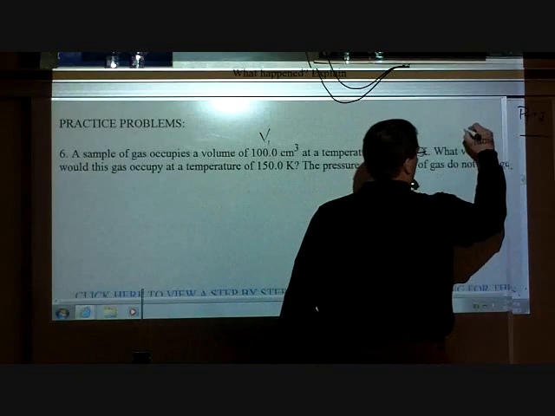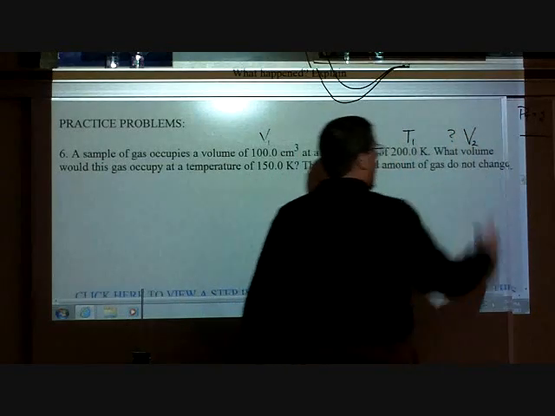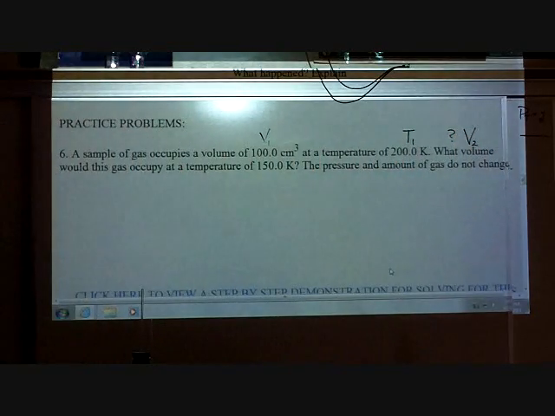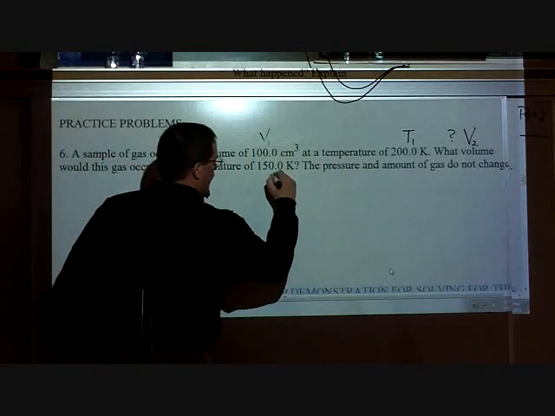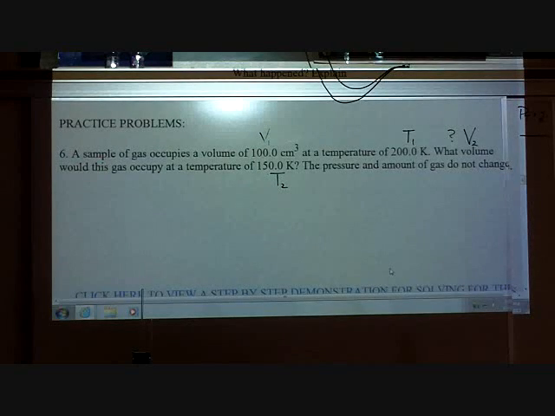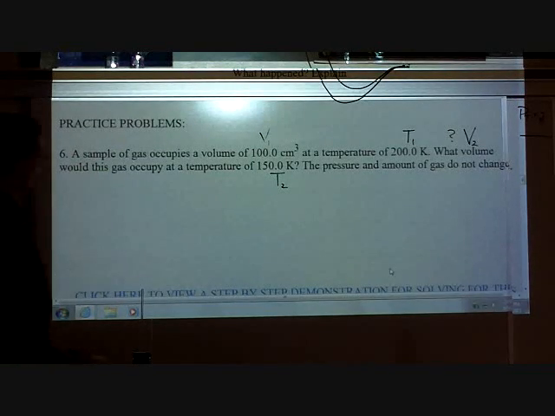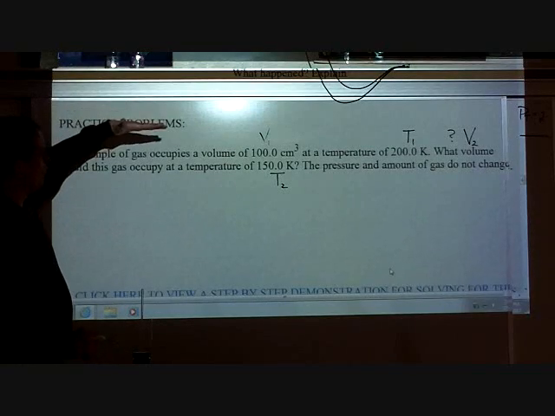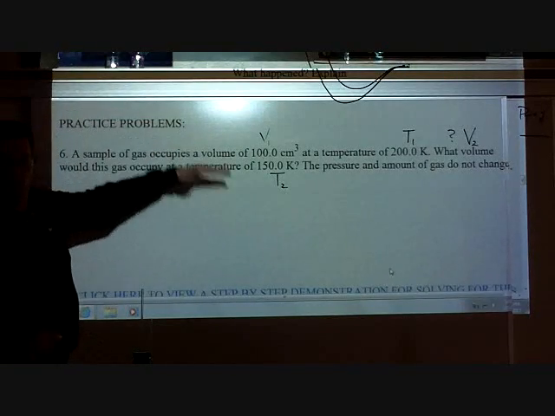Question asks, what volume? So V2, question mark. Would this gas occupy at a temperature of 150? So T2. Okay, so we have our four variables. I'll always give you three, you just solve for the unknown. Now, you saw the equation where it was V1 over T1 is equal to V2 over T2.